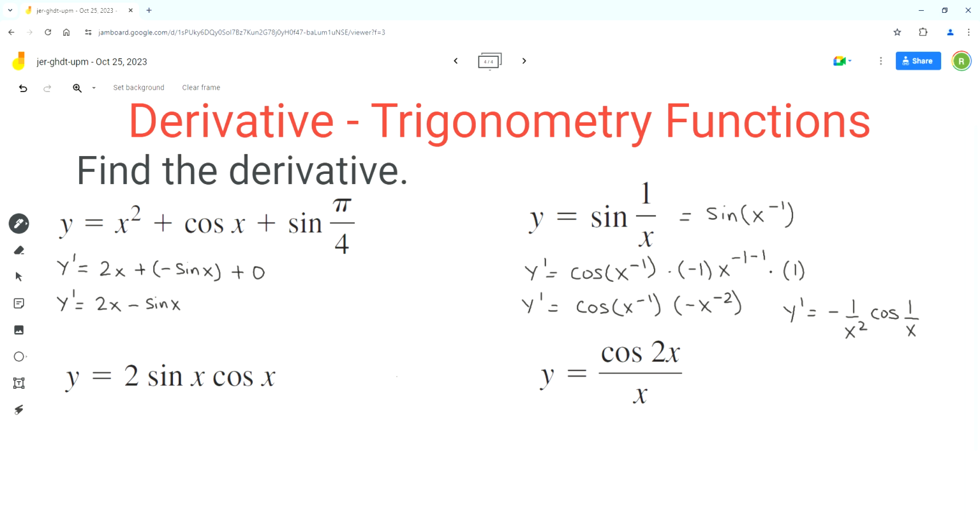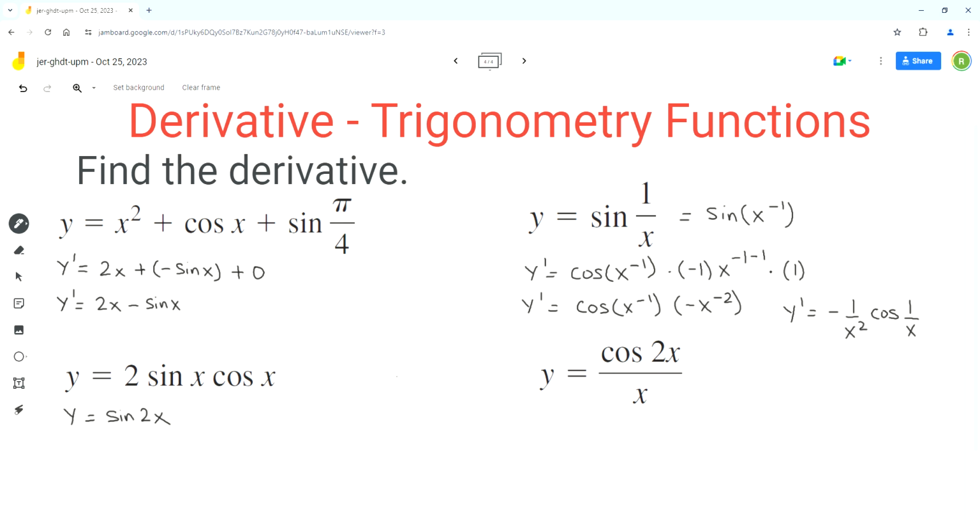Now we can analyze this third function, y equals 2 sine x cos x. Before we find the derivative of this function, we should modify it using the sine double angle identity. We know that sine 2x is equal to 2 sine x cos x. So we should change this expression with two trig ratios, sine and cos, into an expression with just one trig ratio. So this is the first step.